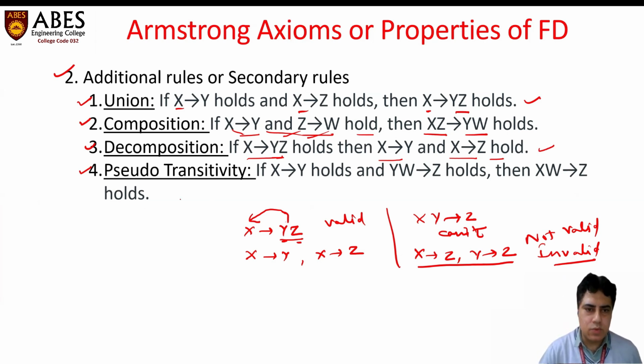Now the fourth one is pseudo transitivity. If X determines Y holds and YW determines Z holds, then we can say that XW determines Z holds.